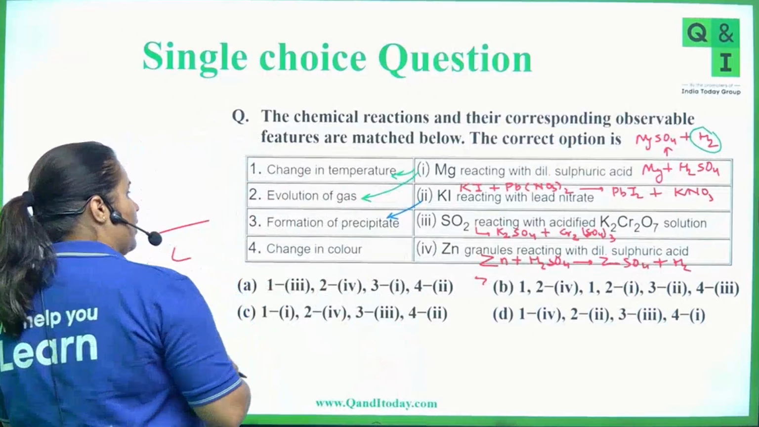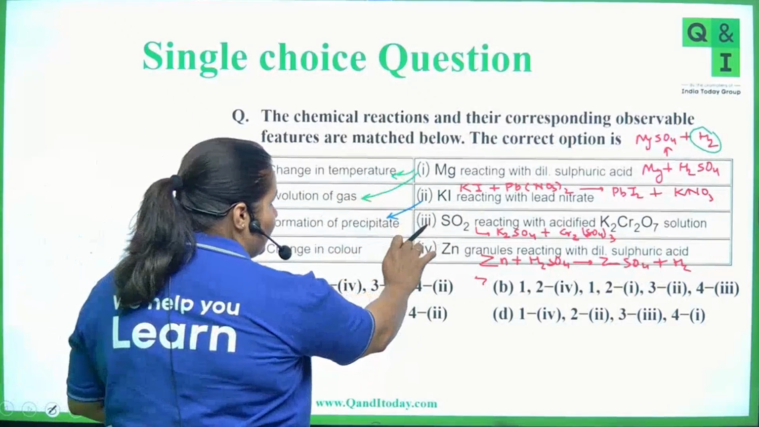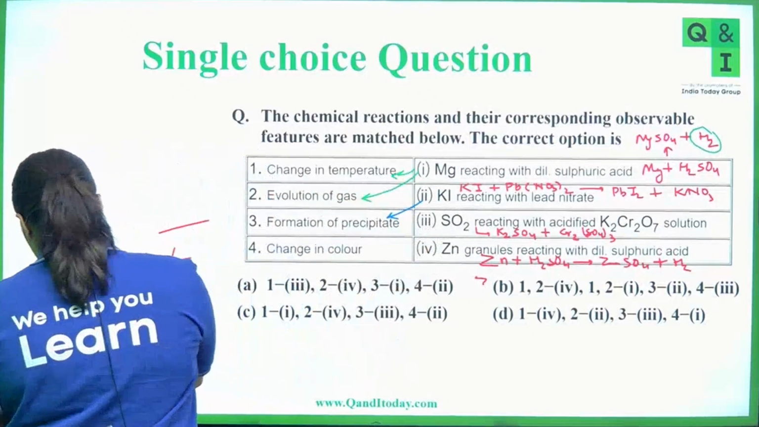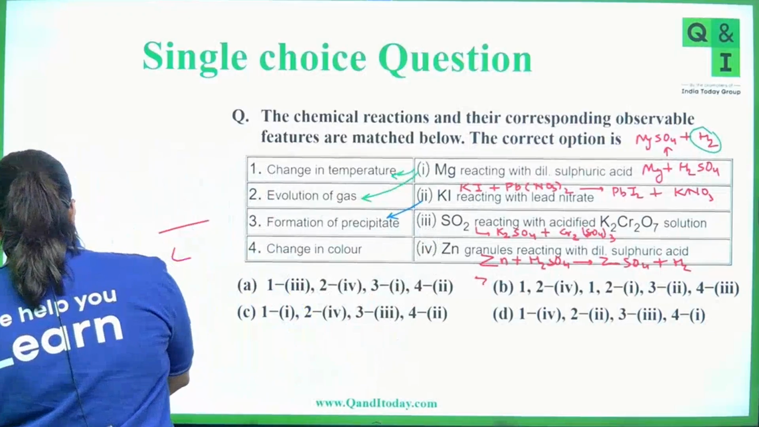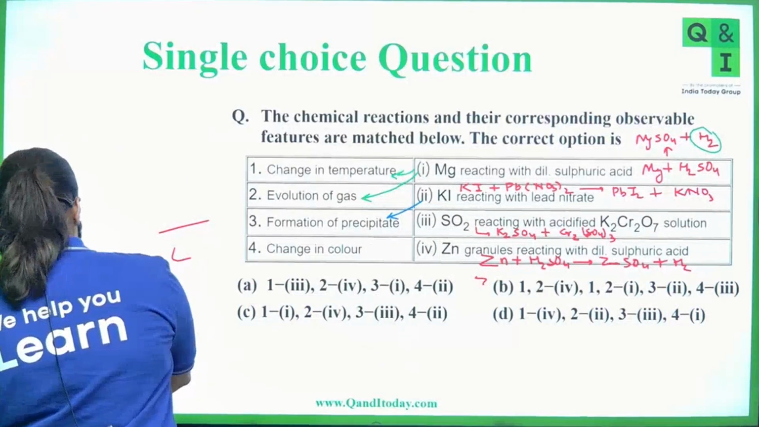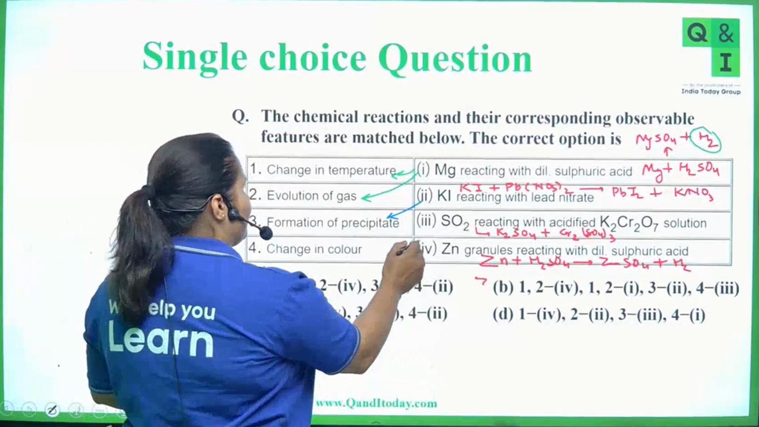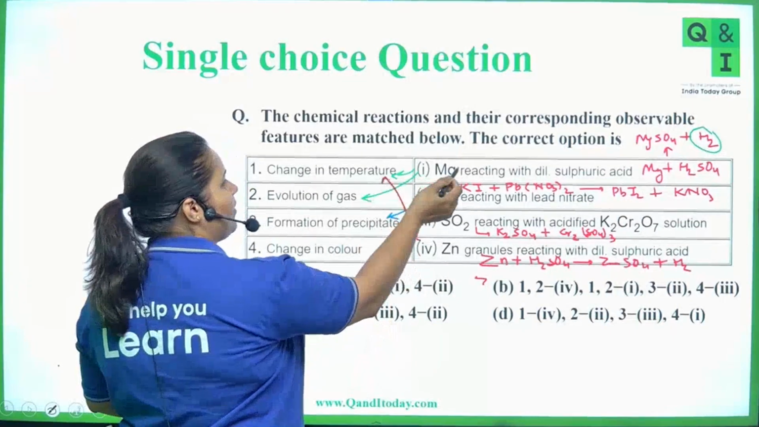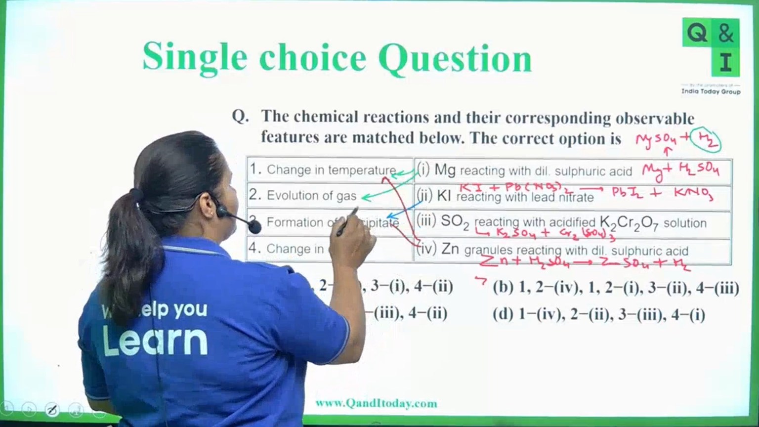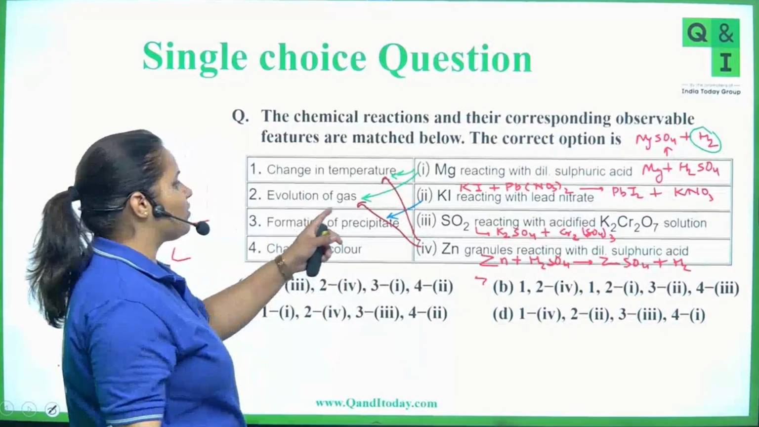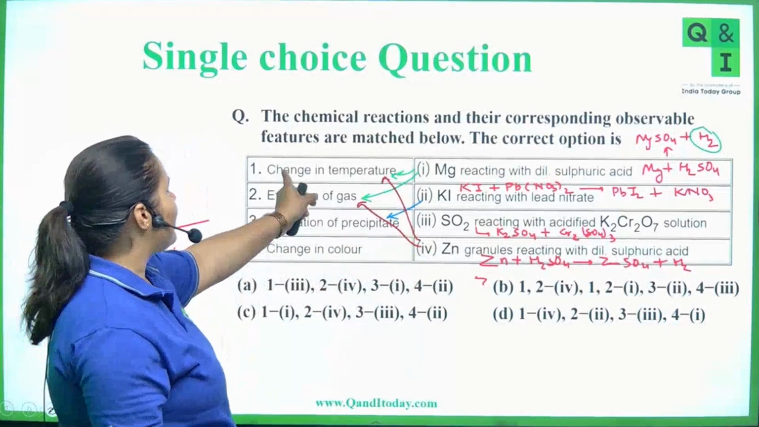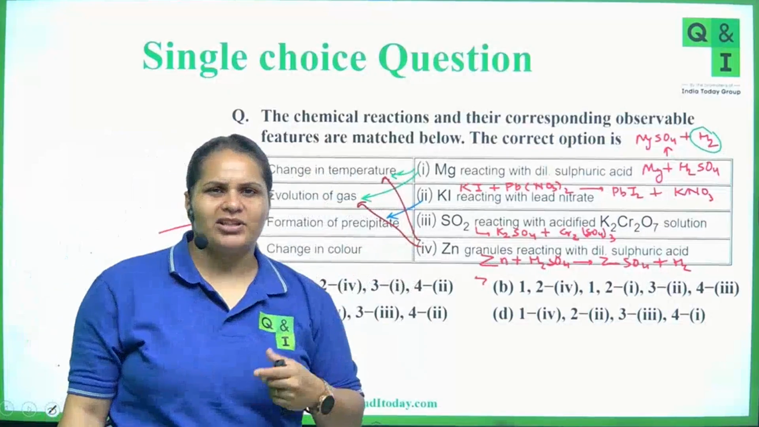Next one. I won't tell you the third one, but the fourth one, can you answer the fourth one? There will be change in temperature and evolution of gas. Exactly. It's the same as the first one, right? Metal reacts with acid, so there is evolution of hydrogen gas, and there will be an increase in temperature, basically an exothermic reaction.